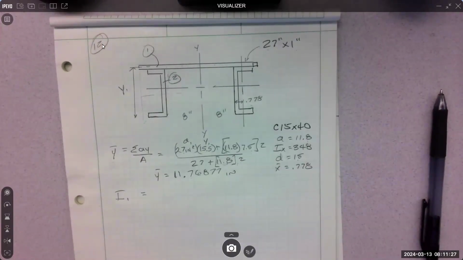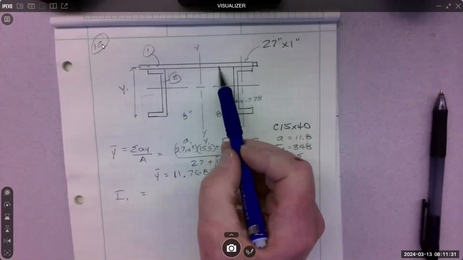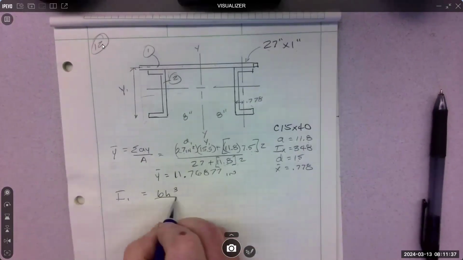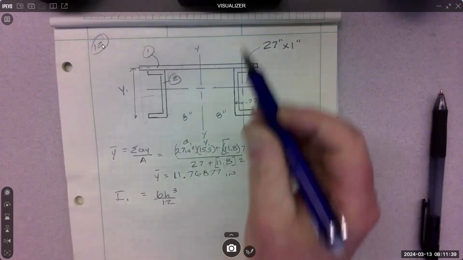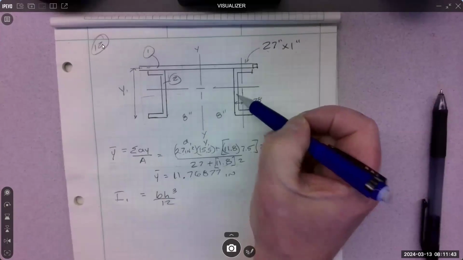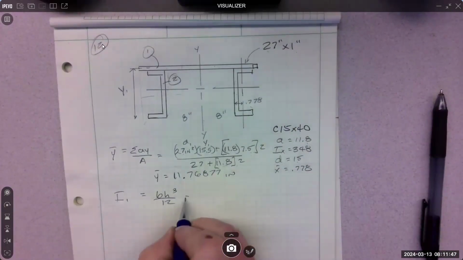How do we get the inertia of a plate? Basically, it's a rectangle: base times height cubed over 12. Because it's a geometric shape, we can just look up the formula. The structural steel shape I already looked up, but this one we have to calculate.